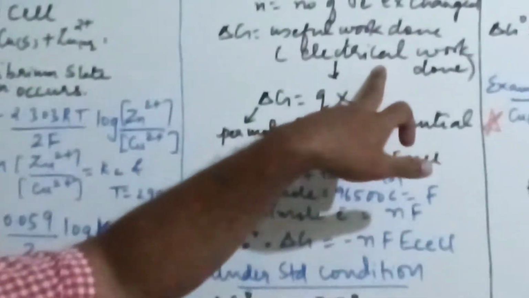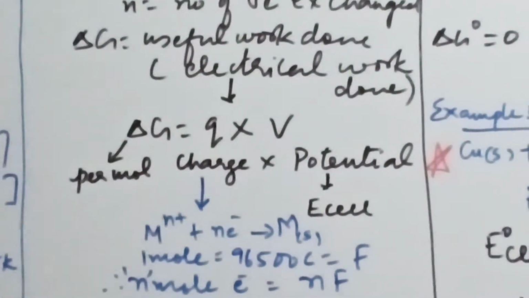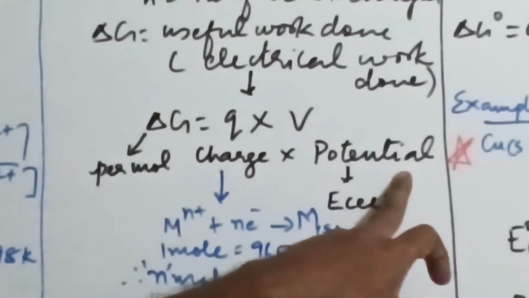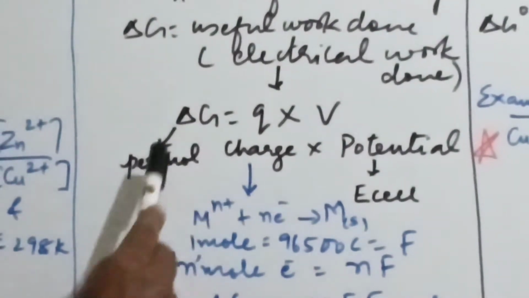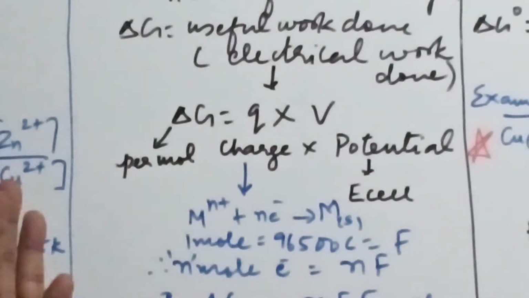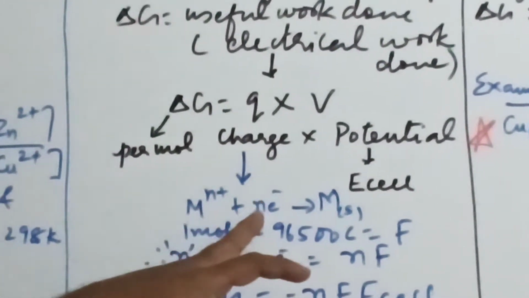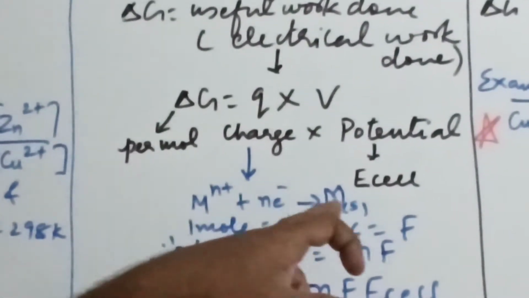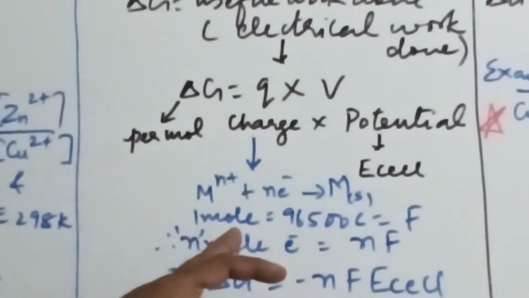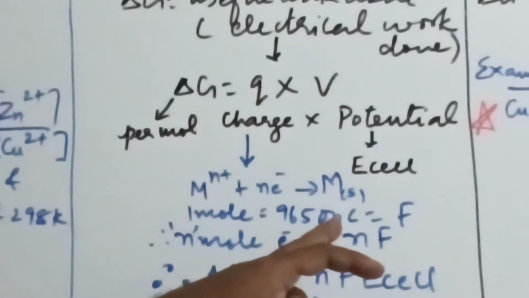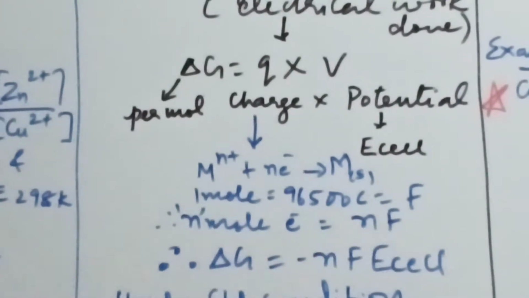Now this electrical work done, if I say, has to be delta G is equal to Q into V. Now what is Q? Q is charge. What is V? Potential. So potential is nothing but E cell. Now when you come to delta G, it is always for per mole. So for the charge, when I say M n+ plus n moles of electrons getting reduced, you get M solid. So there is a reduction. Now if there is 1 mole of electrons, naturally the charge will be 96,500 coulombs, and that is nothing but Faraday. Now you have got n moles of electrons, so for n moles of electrons it will be nF Faraday.